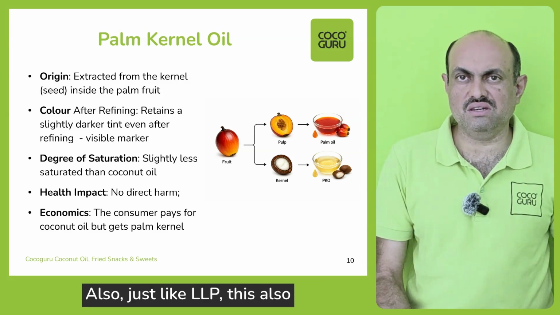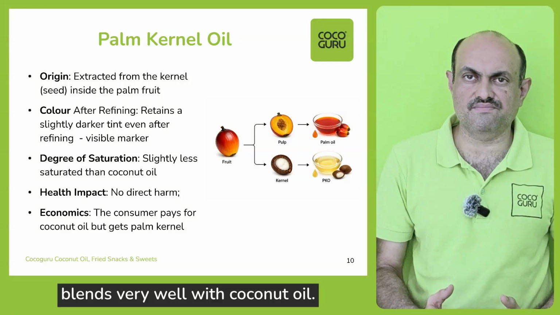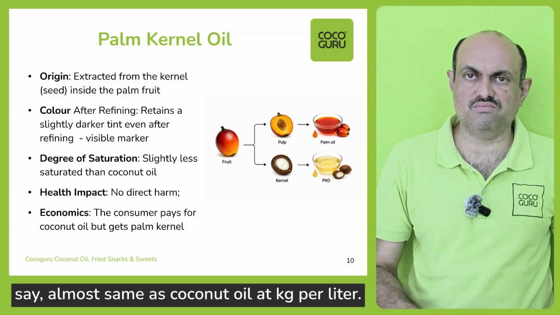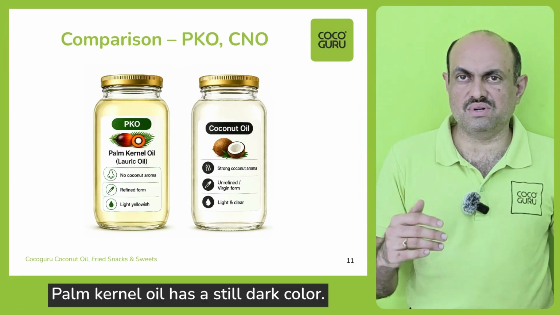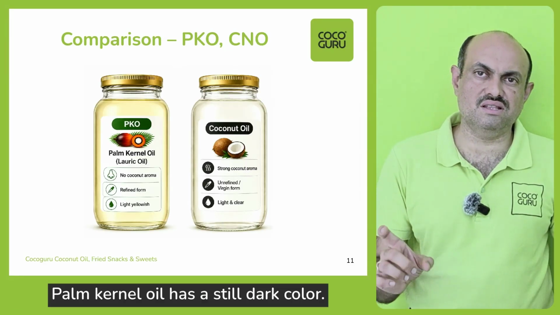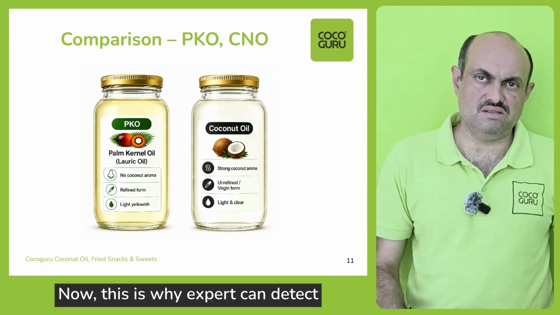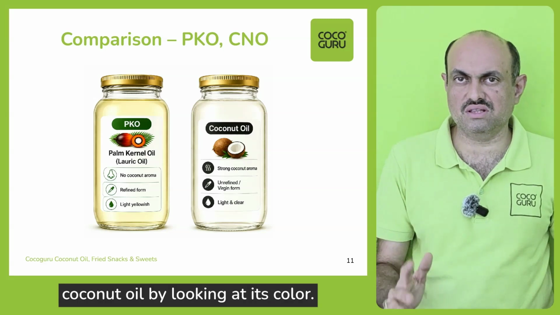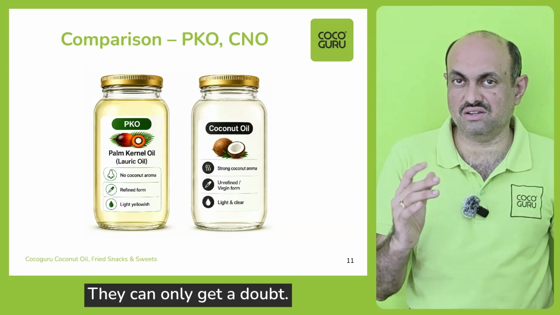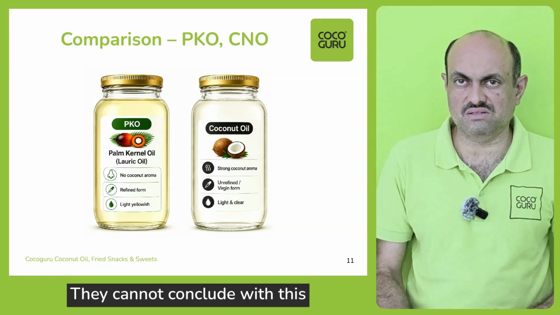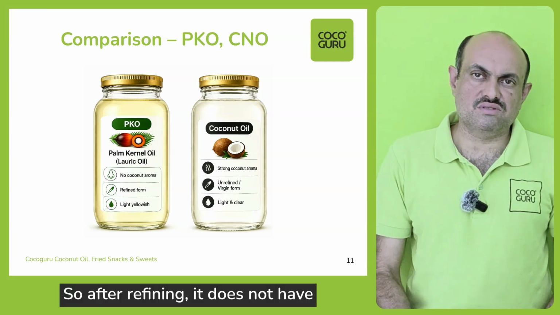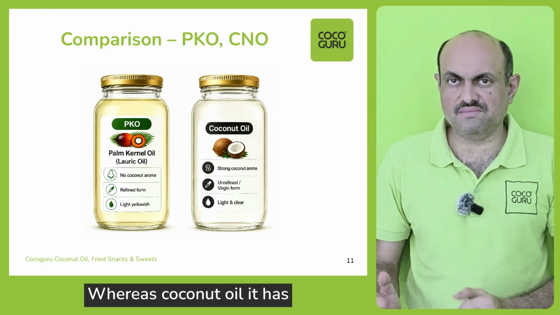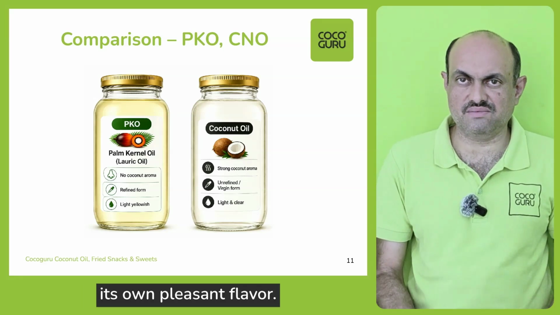Also, just like the other adulterant, this blends very well with coconut oil. Unlike that one, the density is almost the same as coconut oil, at about 0.92 kg per liter. Palm kernel oil still has a dark color. This is why experts can detect the presence of palm kernel oil in coconut oil by looking at its color. They can only get a doubt, they cannot conclude with this. After refining, it does not have its own characteristic aroma, whereas coconut oil has its own pleasant flavor.